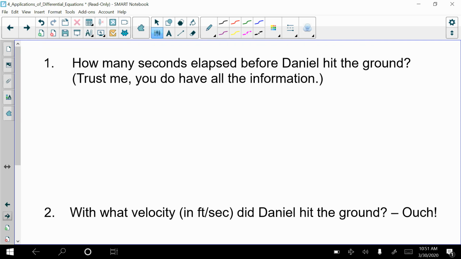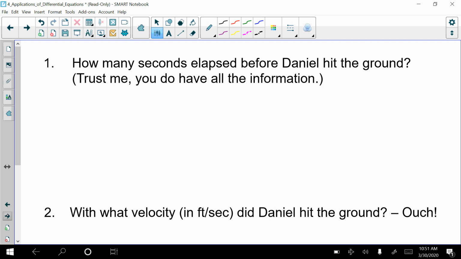But anyway, now that we have the problem situation, we need to be able to answer some questions about it. So how many seconds elapsed before Daniel hit the ground? Because this is asking us to identify a value of time, that can be done essentially with velocity or position, because both of those typically are going to have the variable t to represent time.